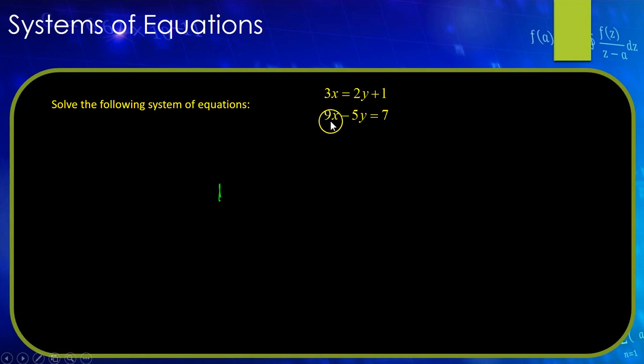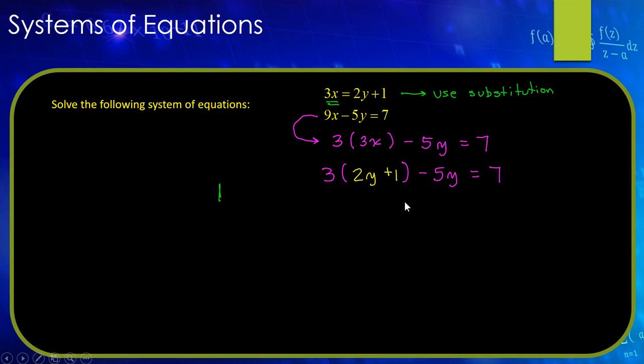So I'm going to use that to my advantage here, because if I use that to my advantage, then I can realize that this bottom equation is basically 3 times 3x minus 5y equaling 7, and therefore I could just replace what's inside the parentheses now with the 2y plus 7, or plus 1, sorry.